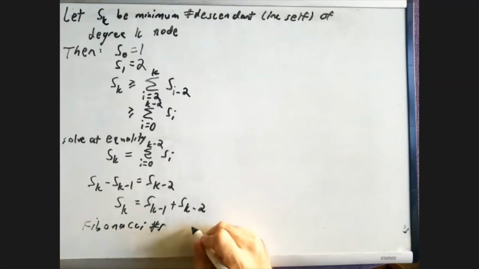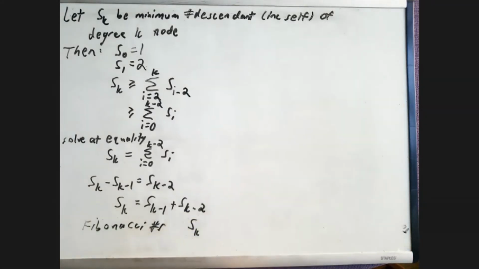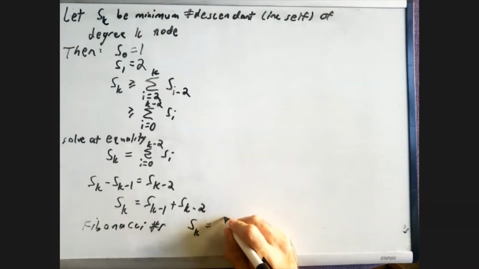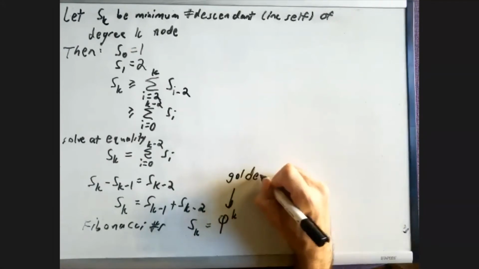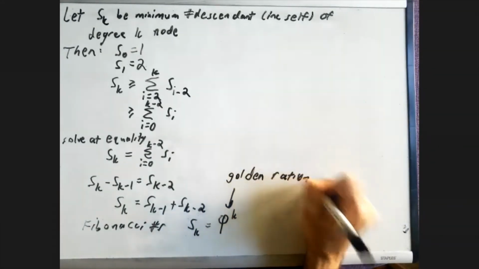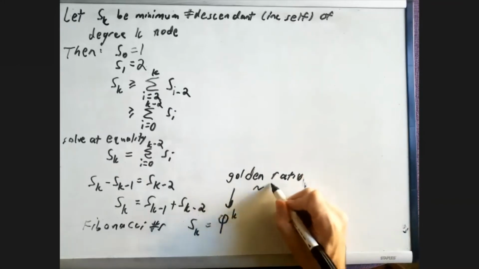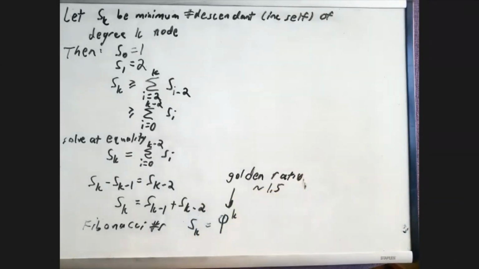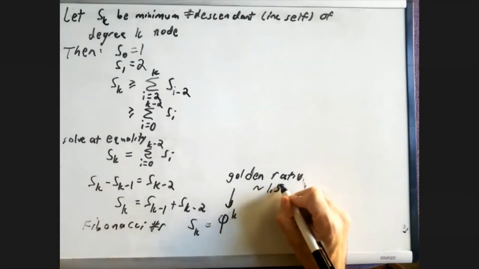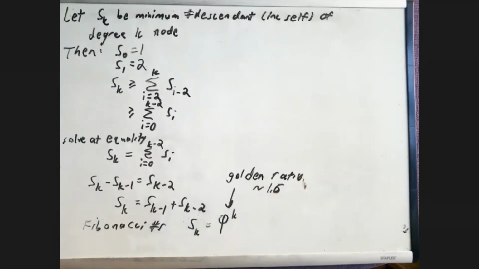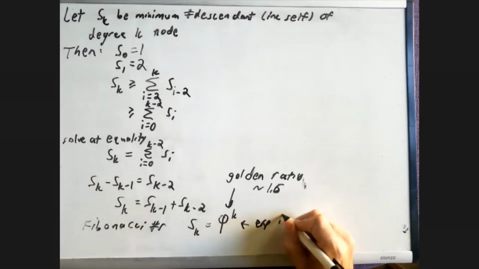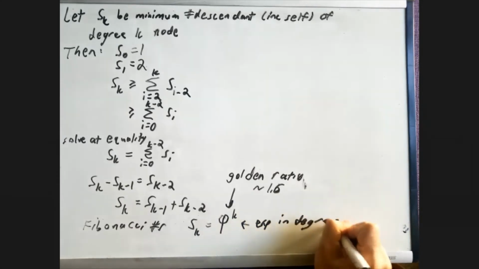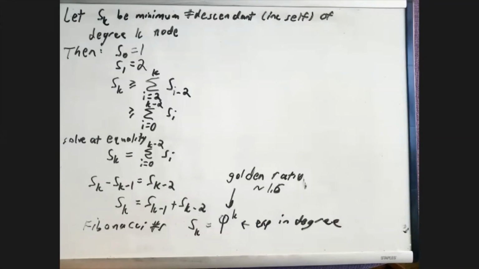Right? And I'm going to assume that all of you have seen this. If not, you need to go off and find the derivation. S of k is phi to the k, where phi is, I am again redefining phi. This time it's the golden ratio, and it is approximately 1.6 something. Okay. And so we have proven what we needed, that the number of nodes in a Fibonacci heap is exponential in the degree of the tree.